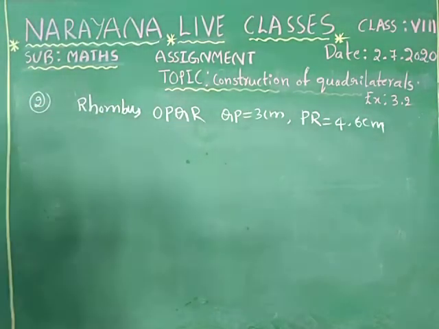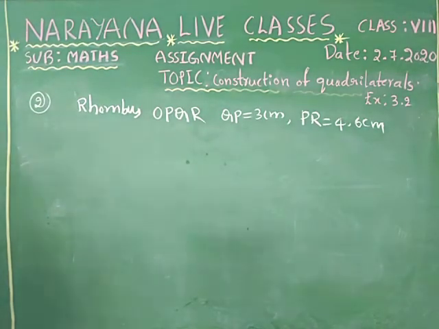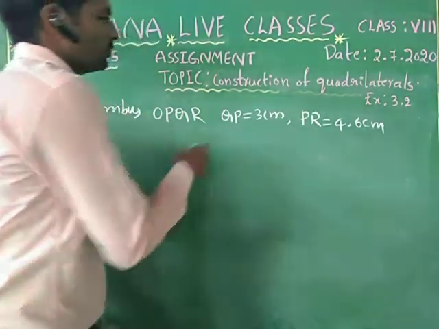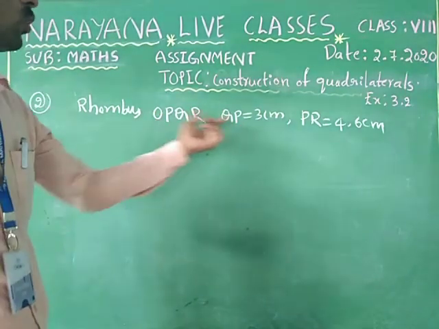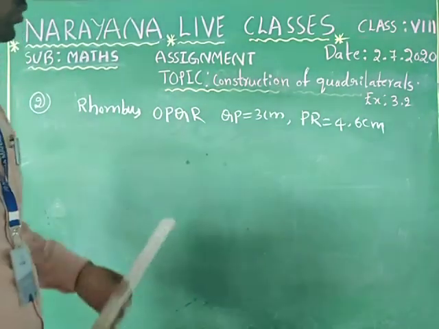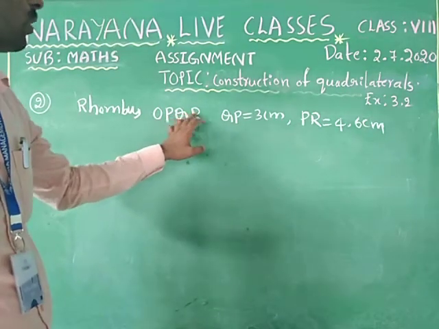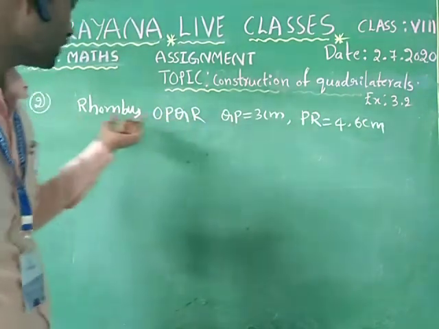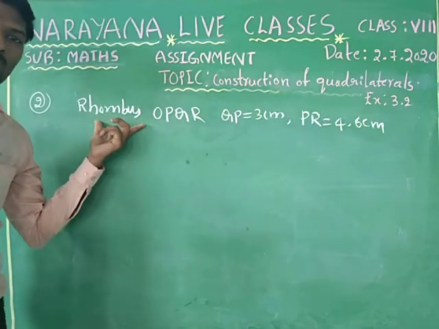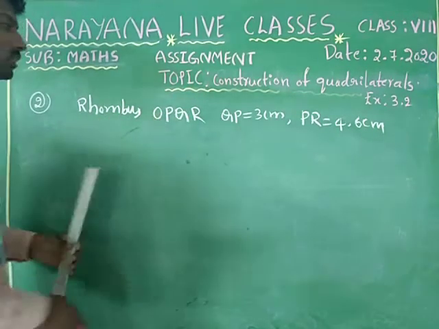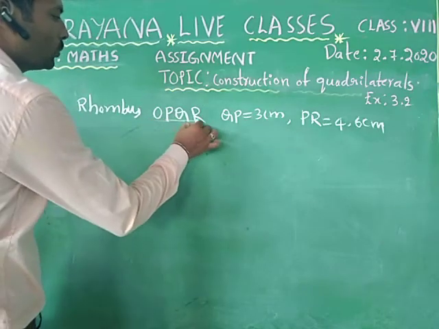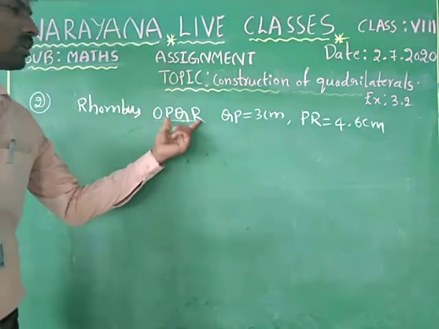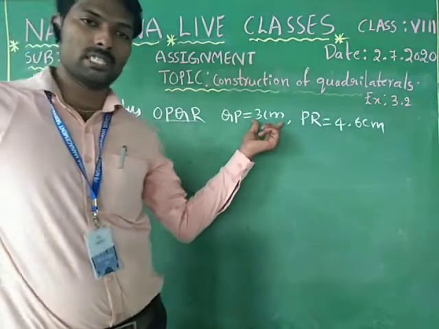First we have to draw the rough diagram. First of all, which one can you take as a base? You can take OP as a base. In a rhombus, a quadrilateral, all sides are equal, no? So PQ as well as OP, QR and OR, all sides are equal. That is equivalent to 3 centimeters.